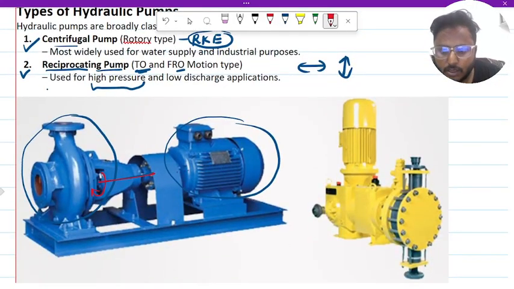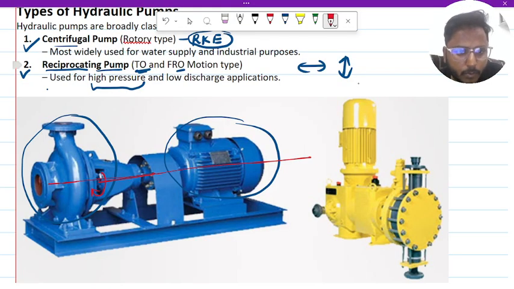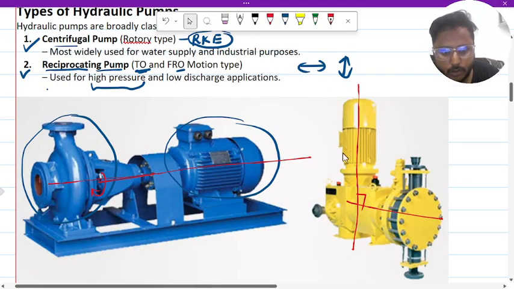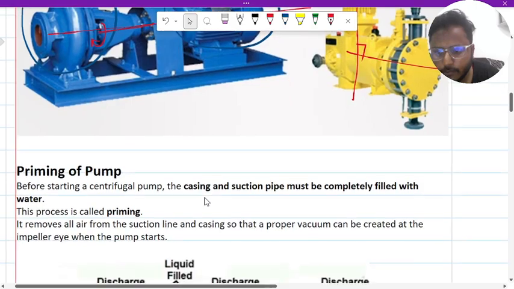As you can see, this is the motor which is aligned with the shaft of the pump. In the case of the centrifugal pump, at a domestic level we mostly use this kind of pump. Here the shaft of the pump is in this direction, and the pump is in this direction, meaning perpendicular. The detailed explanation will be in the next lecture.